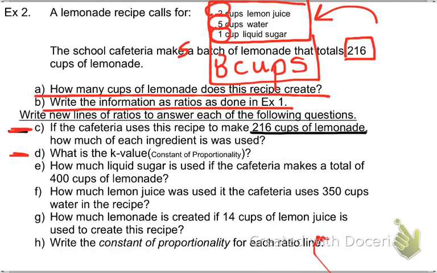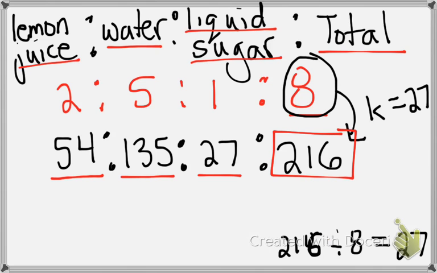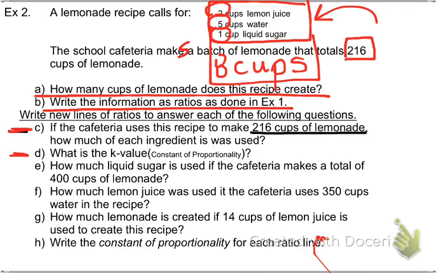D asks us, what is the K value, constant of proportionality? So we already did write down here that K is 27. So you would have to write K equals 27. E asks us, how much liquid sugar is used if the cafeteria makes a total of 400 cups of lemonade?